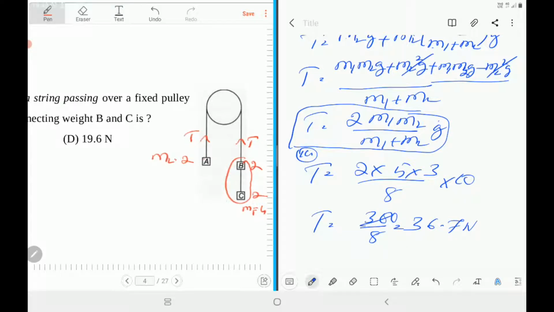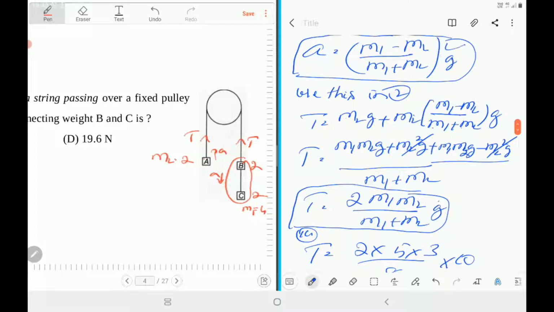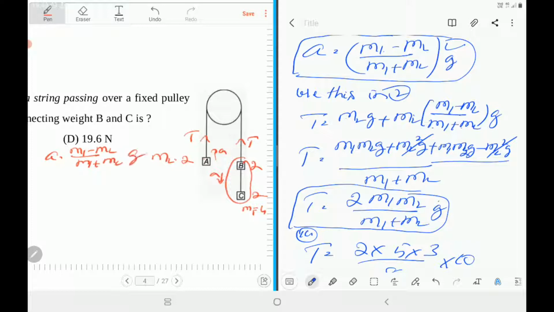Now we can easily find the tension and acceleration. If this moves up with an acceleration a, this system moves down with an acceleration a only. What is the acceleration of the system here? Acceleration of the system is m1 minus m2 divided by m1 plus m2. So let us first of all find the acceleration: m1 minus m2 divided by m1 plus m2 times g. This is very simple. If you are ready with these ready-made equations, you can straight away solve. Otherwise, you require more time.